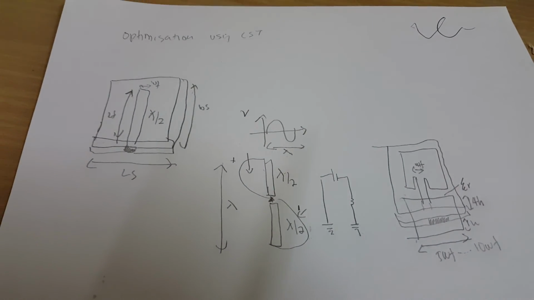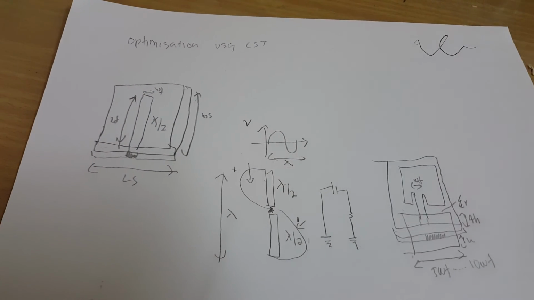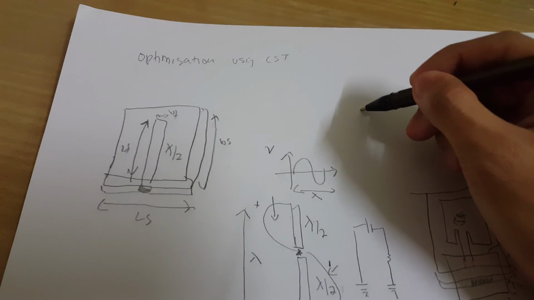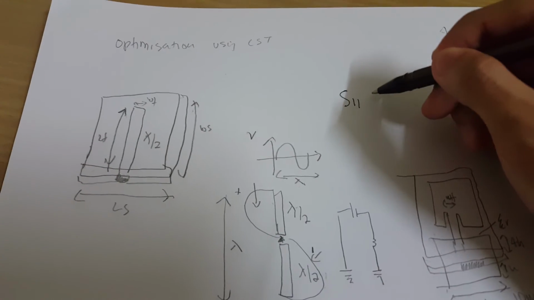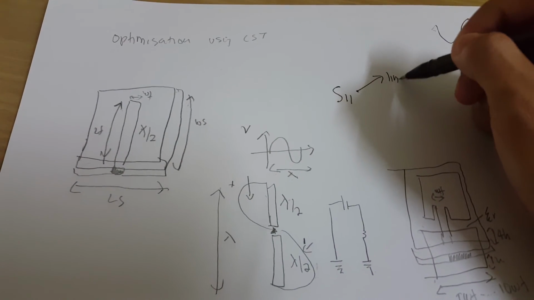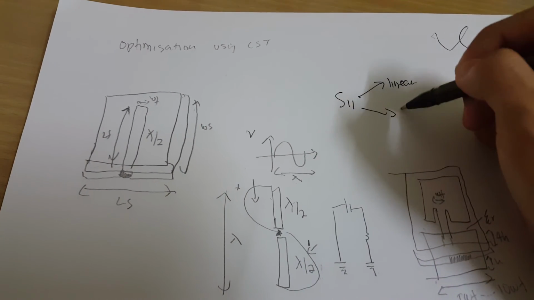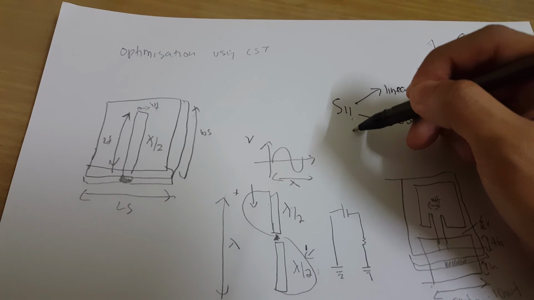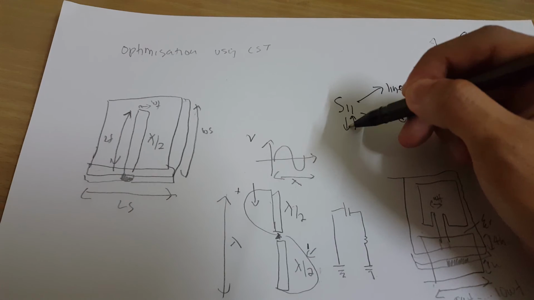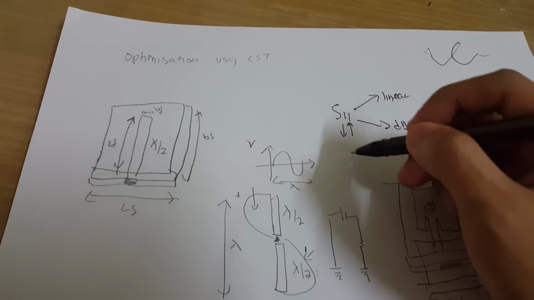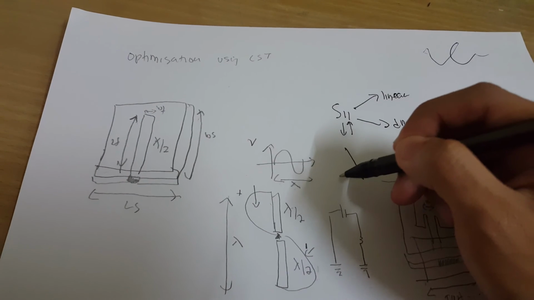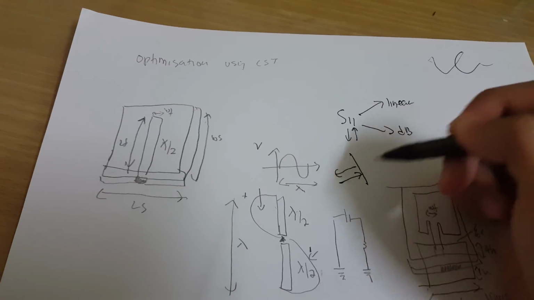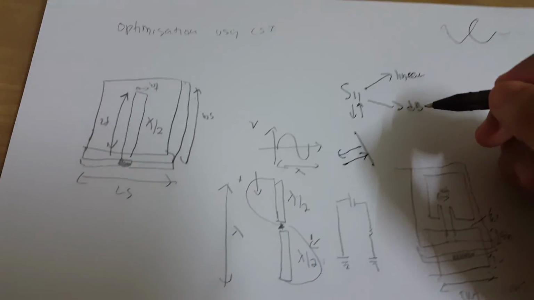So before I proceed with the optimization using CST, let me brief some of the very basic formulas. Let's say we have S11. S11 can be in terms of linear, and it can be in terms of dB. S11 is actually the signal coming in from port 1 and going out to port 1 again. That means you have signal coming in and you have signal coming out from port 1. So that's why it's called return loss.